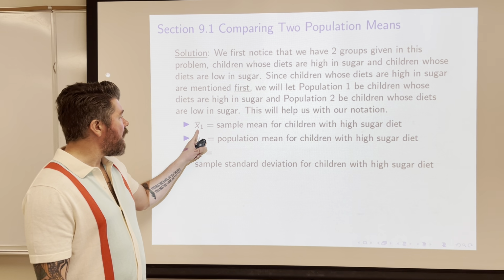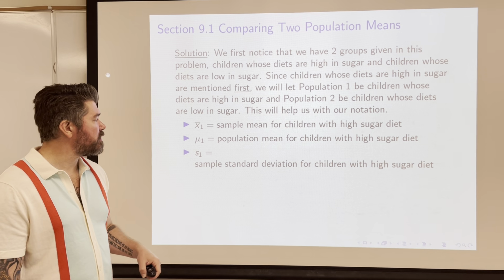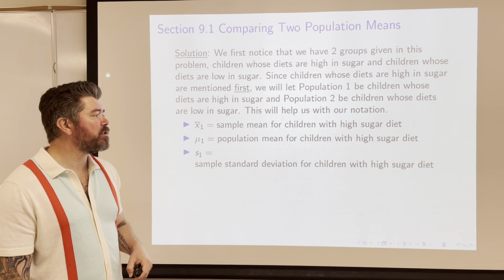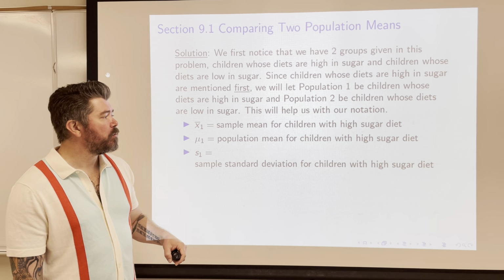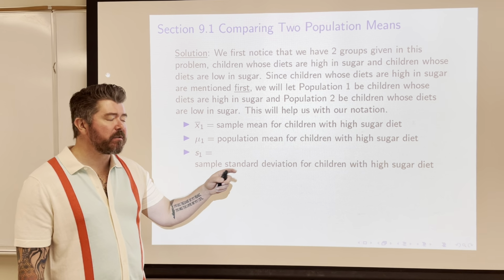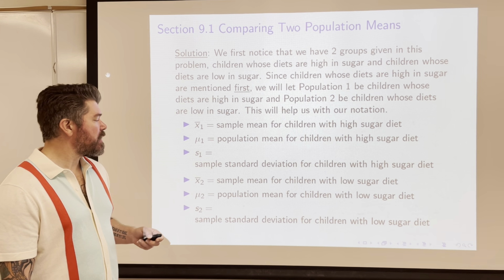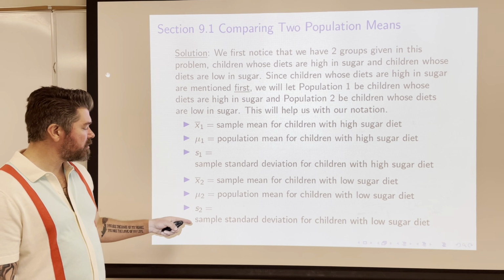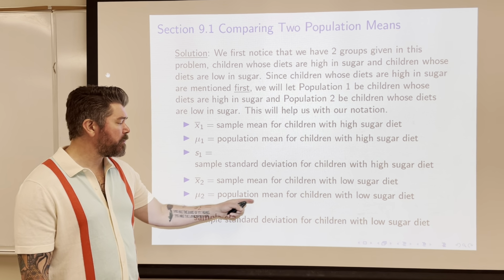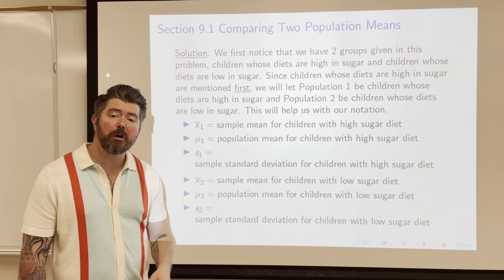So x bar 1 is the sample mean for children with high sugar diet. Mu 1 is the population mean for children with high sugar diet. And S1 is the sample standard deviation for children with high sugar diet. Similarly, x bar 2, mu 2, and S2 are the sample mean, population mean, and sample standard deviation for children with a low sugar diet.